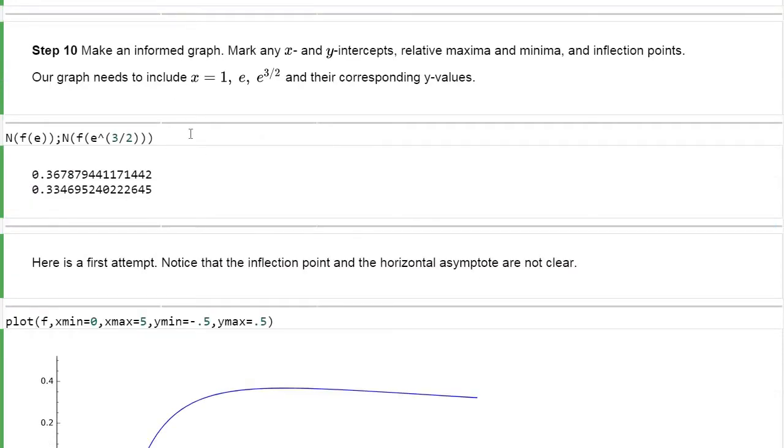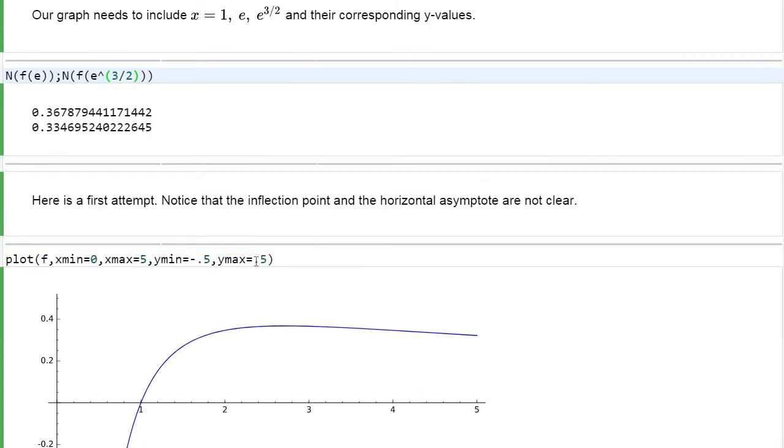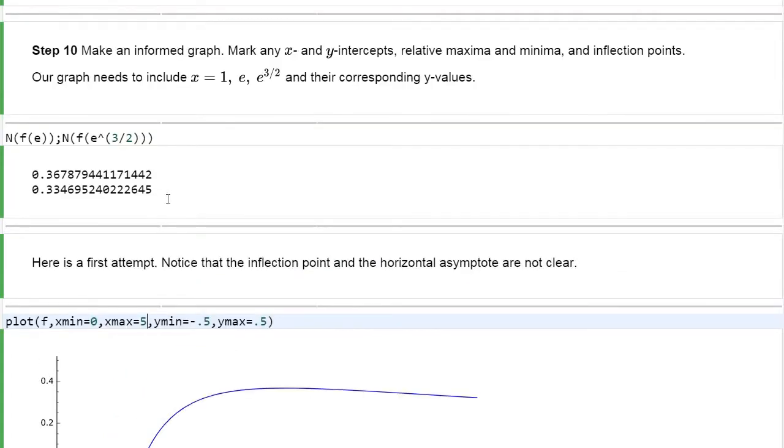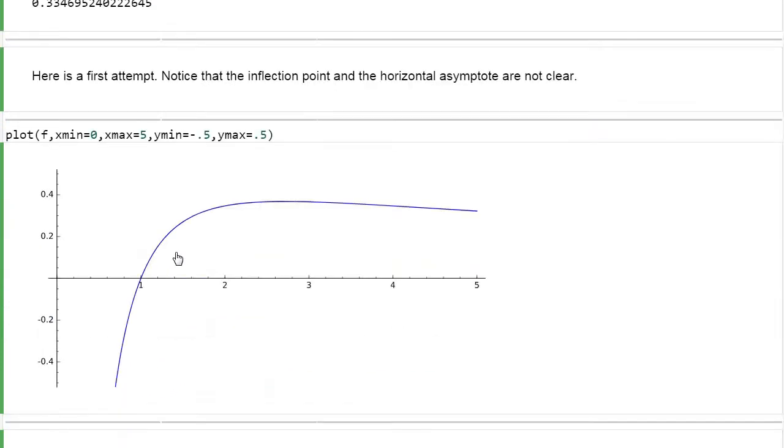Okay, I need the values of the function at these key points. This was my x-intercept, my local max, and then the inflection point. I plugged the x value for the local max into the function, and the x value for the inflection point into the function. That gives me an idea of how big the y value should be. This is maybe a half. So that's what I did. Y max is a half, and just to balance it out, I put y min at negative a half. X min I put at 0 because that's where the domain starts. I stopped x max at 5. My biggest value from my analysis was roughly 4.5.